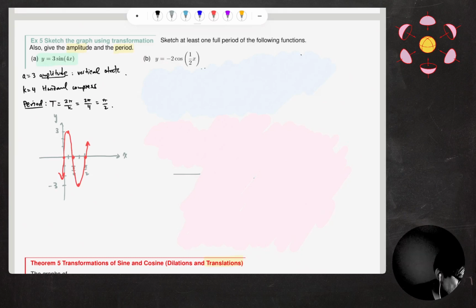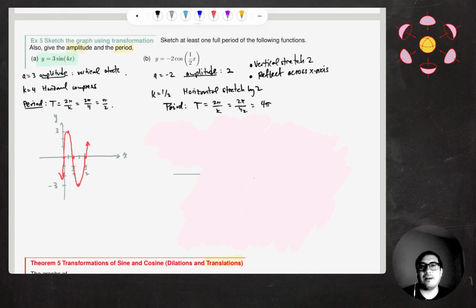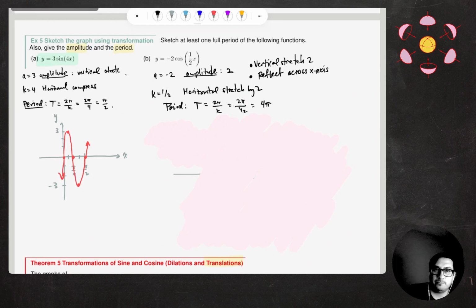All right, that's a lot to keep track of, so let's write it down. So the amplitude is 2. Notice that the A is -2, but the amplitude is 2 because it's the absolute value by definition. That means we have a vertical stretch and a vertical reflect across the x-axis. Our k is 1/2. That means our period, T, is 2 pi divided by 1/2, which is 4 pi.